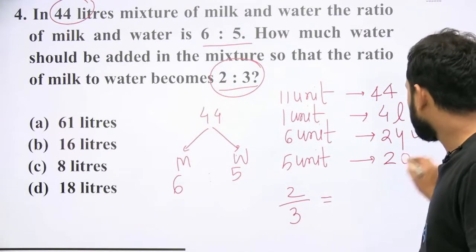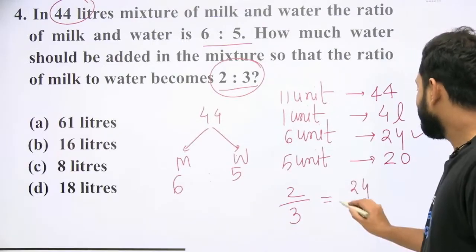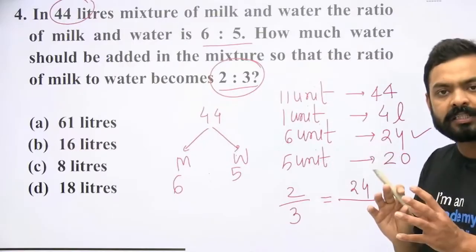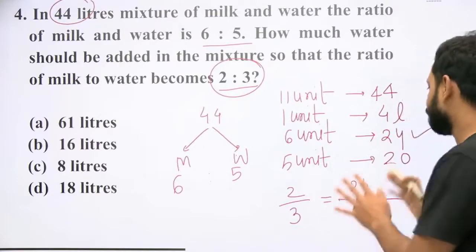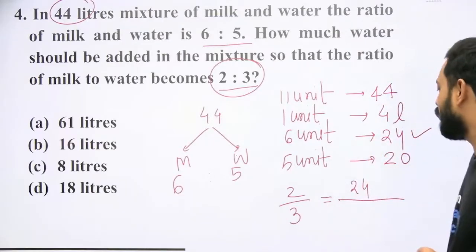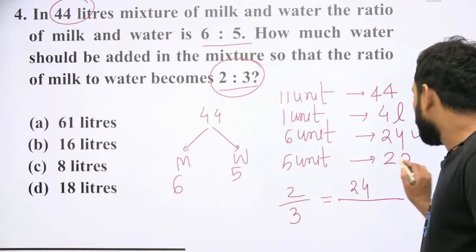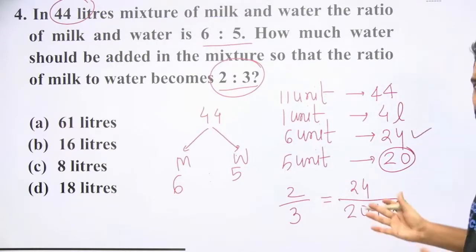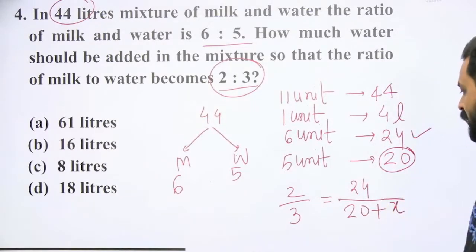Initially the milk is 24, right? When the water is added, the milk's amount will remain unaltered, unchanged. Only the water will be included. So water is 20, and the amount to be added is X. Now you can solve it that way, but there is another way.